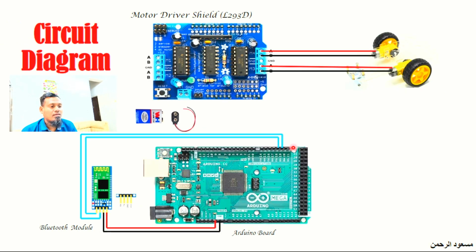And of course, to power up all these things, we are going to use this 9-volt battery with a snap connector. The snap connector's positive pin will be connected here, and the snap connector's ground pin will be connected to the ground pin of the motor driver shield. Let us take all these components and do the physical connection according to the circuit diagram.